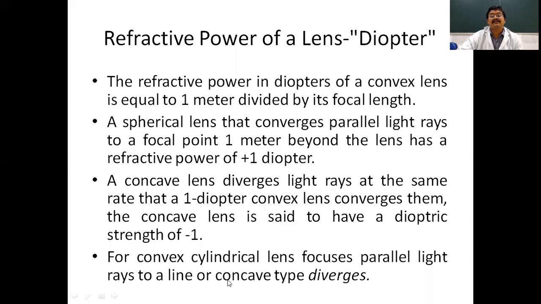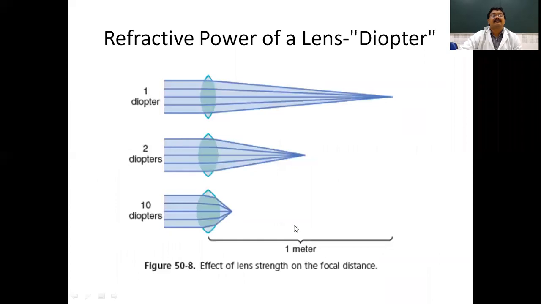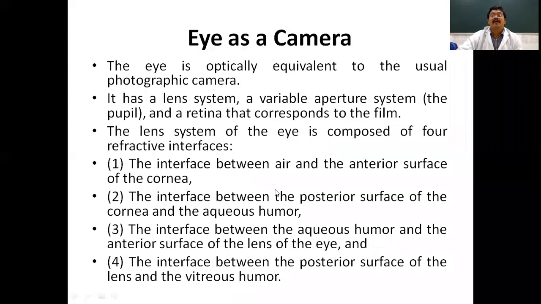It is the same with the cylindrical lens also: converging in one plane and diverging in one plane, called the convex and concave cylinders. This is 1 diopter, this is 2 diopters, this is 10 diopters. Here the focal distance is 1 meter. Here it is 0.5 meter. It is 10 centimeters only for 10 diopters.